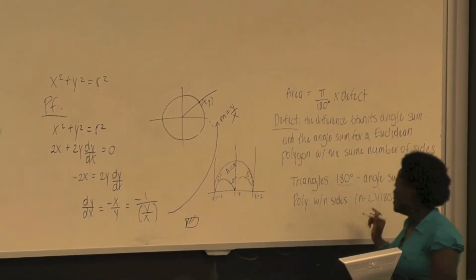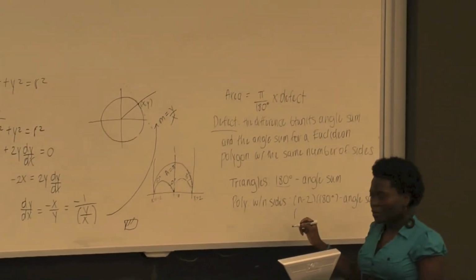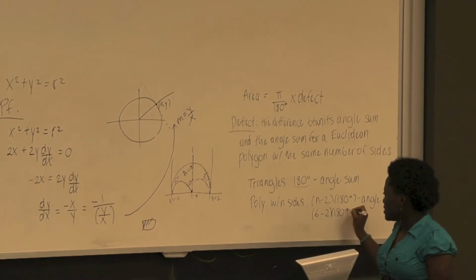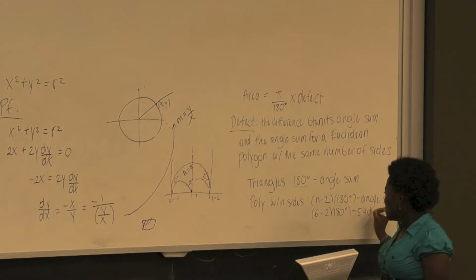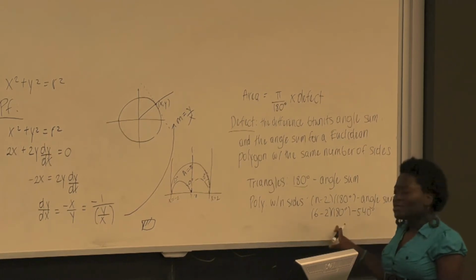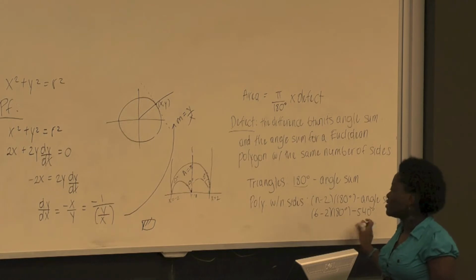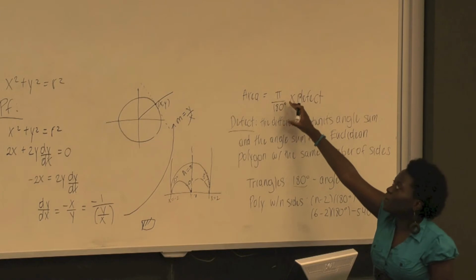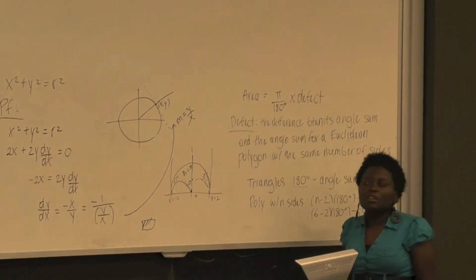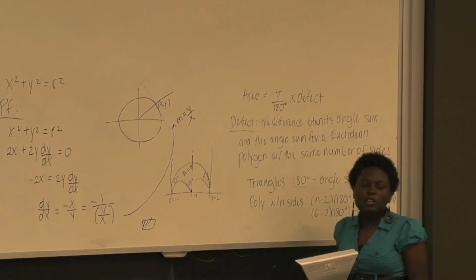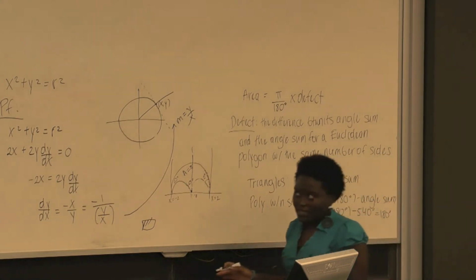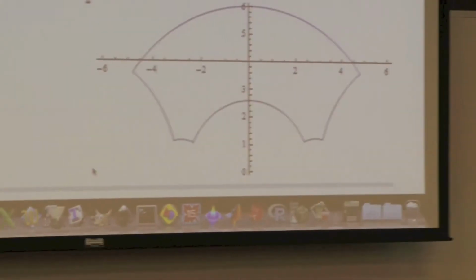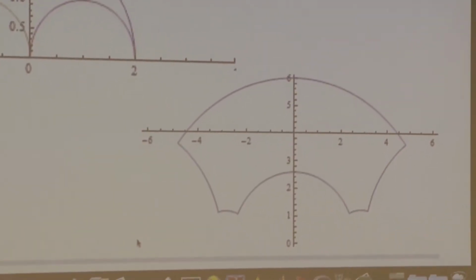So the formula: n would be 6, the number of sides, so you get 6 minus 2 times 180 degrees, and then minus 540 degrees. So you get 720 minus 540, and you get 180 degrees. Take that, multiply by pi over 180 degrees, and you get that the area of the right angle hexagon is also pi. So all right angle hexagons will have an area of pi, and all ideal triangles will have an angle of pi. And so those two things have the same area.